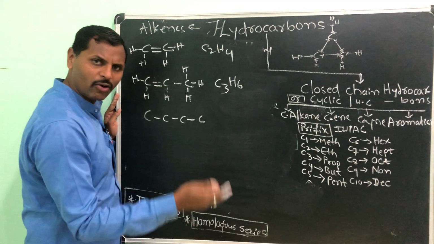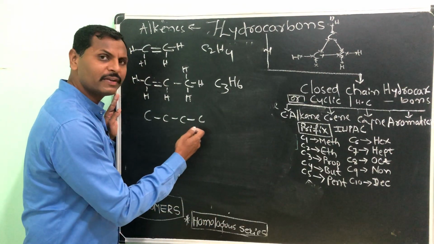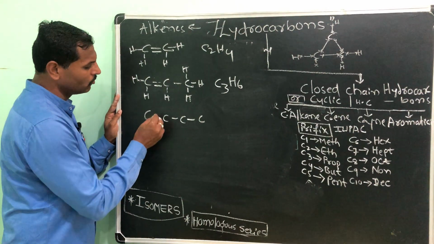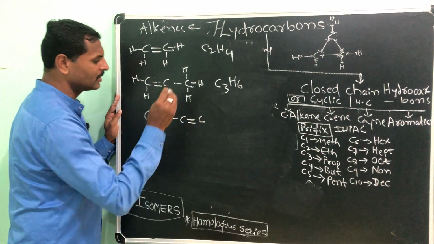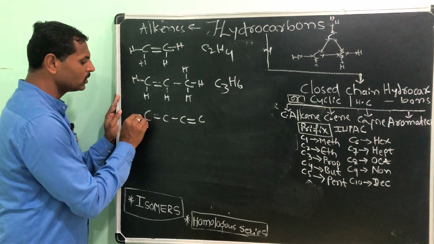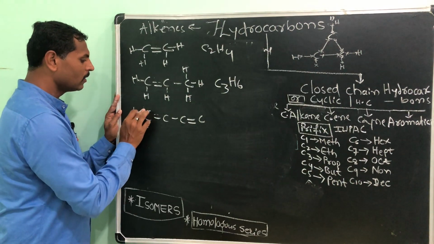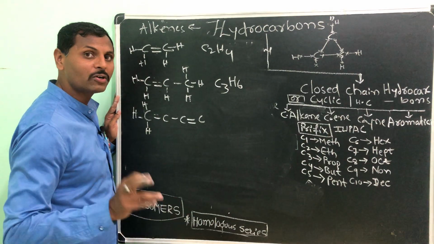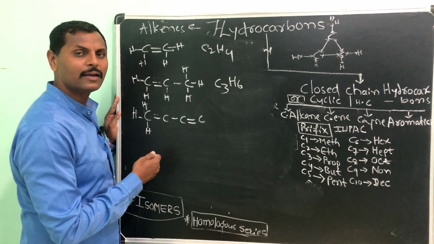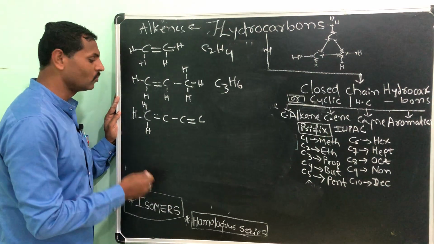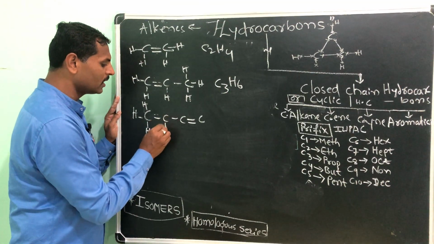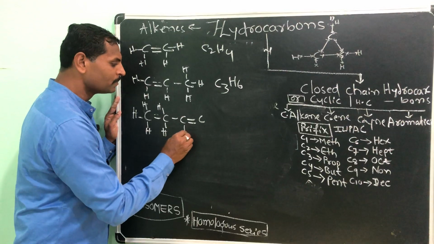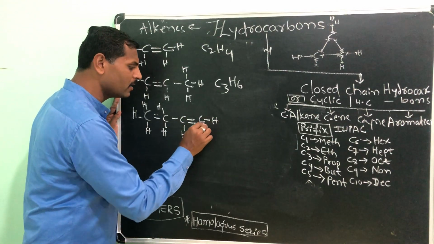Better you take first or last, between the last 2 or first 2. That will be more convenient for you. I will take the last side, 1 2 3 4. Okay, so already we have discussed Lewis electron dot structure. You can make the Lewis electron dot structure also with this one. Please practice that also.